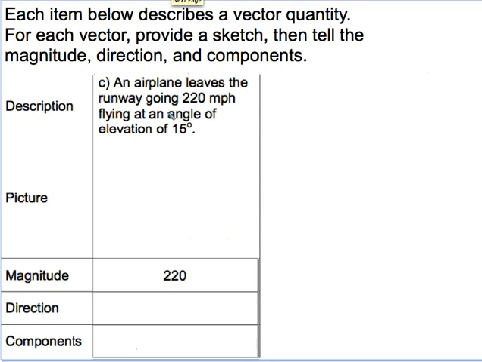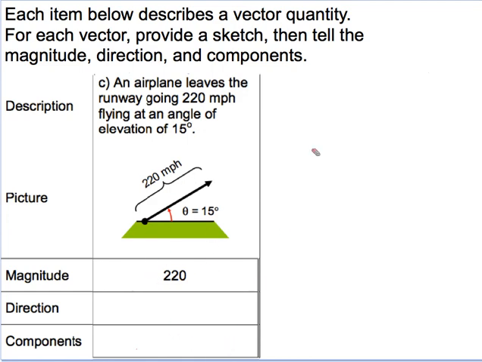The next one, an airplane leaves a runway going 220 miles per hour, flying at an angle of elevation of 15 degrees. Now, this is miles per hour, but it is still a direction. This is why we use magnitude and not just direction, because this is how fast we're going as well. Our picture would look something like this. The magnitude is 220, and the angle of elevation from here is 15 degrees. Now you need to find the rest of the information.